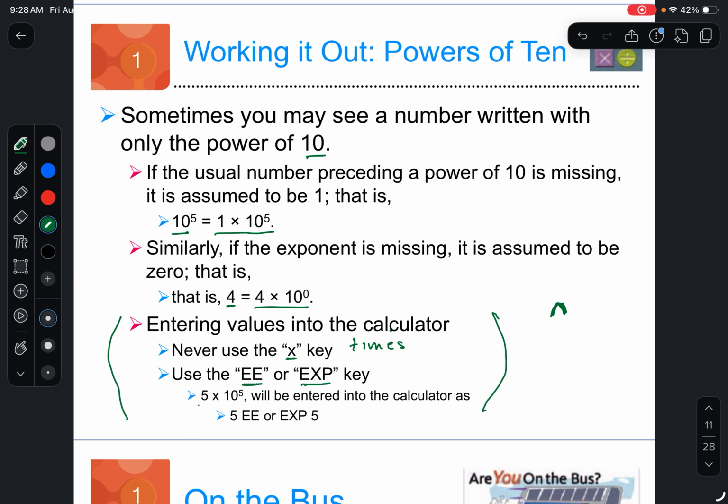So if I want to enter 5 times 10 to the 5th, I'm going to enter it in this manner. 5 EE, or I could put 5 EXP and then put my 5. So basically, when I put in my calculator 5 EE 5, that tells me it is 5 times 10 to the 5th. If you hit that multiply key, your answer is always going to be a decimal place off. So you don't want to do it.